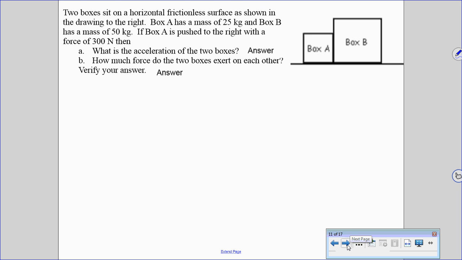Cool. All right, so let's apply it. All of the free body diagrams that we have done so far have been for one object. What we're going to do here is start dealing with what are called systems of objects and making free body diagrams for them.